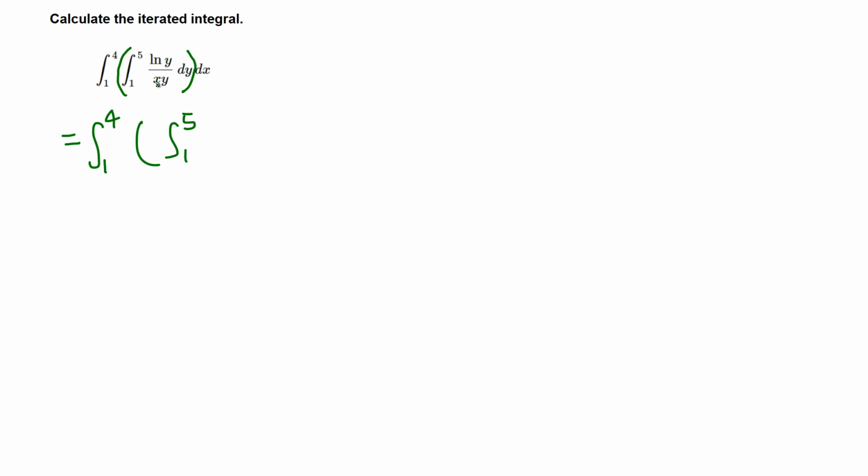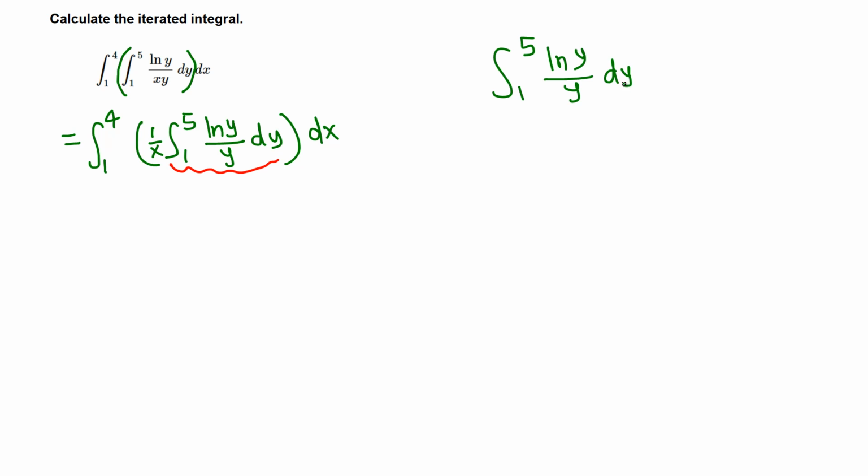So this x on the bottom behaves like a constant, so we can pull that outside here. So that's 1 over x, and inside is now ln y over y dy, and everything in terms of x. I want to work this separately so that I don't have to copy everything. So here, the integral from 1 through 5 of ln y over y with respect to y.